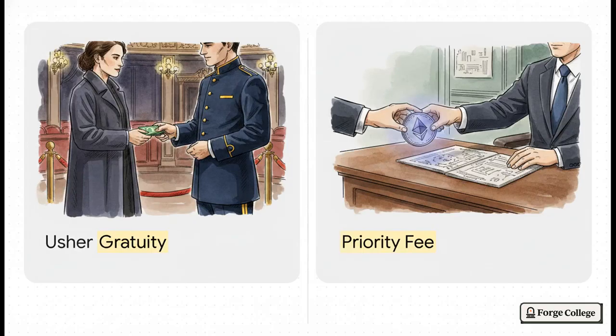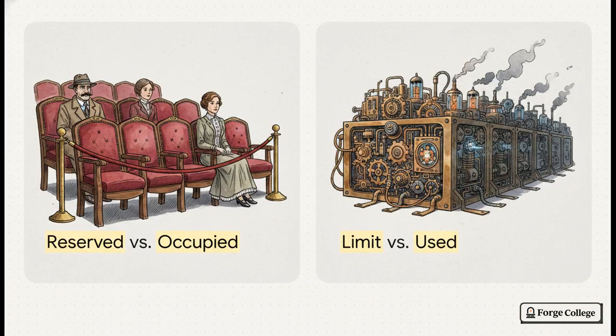But what if you're running late? Or maybe you just want to skip the line or guarantee the usher gives you a prime spot. You slip a little gratuity to the usher. This is exactly like attaching a priority fee for the miner or validator. The nightly ticket price goes to the theater, but the tip goes directly into the pocket of the person seating you. And crucially, we have this concept of reserved versus occupied seats.